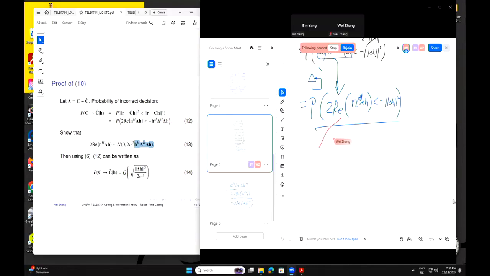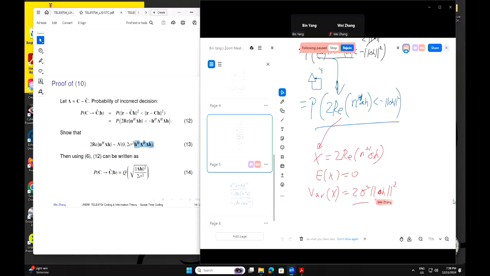So this one is called X. X equals 2 real n Hermitian delta H. And X here is Gaussian, and the average of X is 0, so the mean value is 0. The variance of X is not 0. It's 2 sigma square and delta H square. This is sigma, this is delta, this is a triangle. I should be clear. Do you understand?